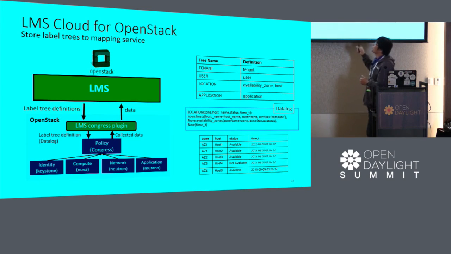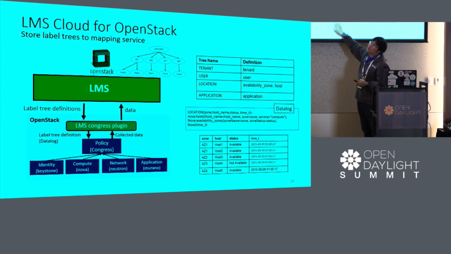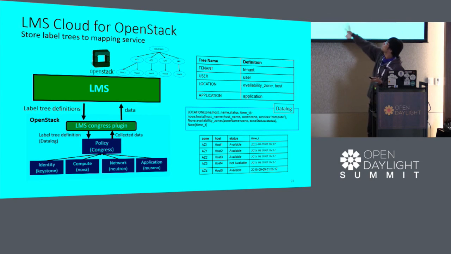This is an example of the tables stored by Congress. Currently, we have 4 availability zones and 5 hosts. Congress can collect this table, and based on this table, LMS can generate this hierarchical tree. If we have any updated values in this table, LMS automatically updates the tree. For example, if we have one more host for more virtual machines, we can also add this new host in these label trees.